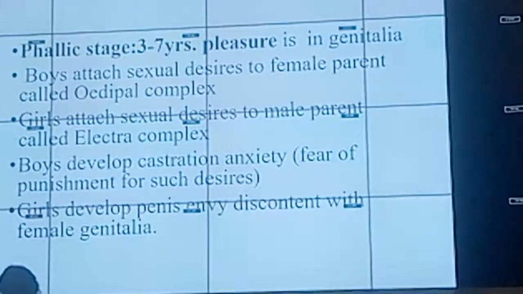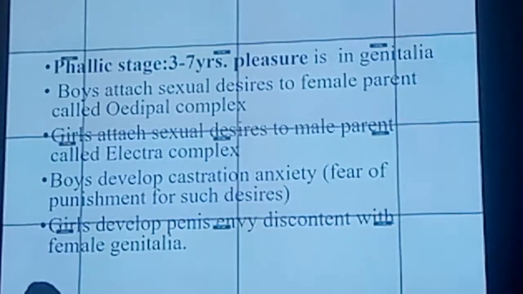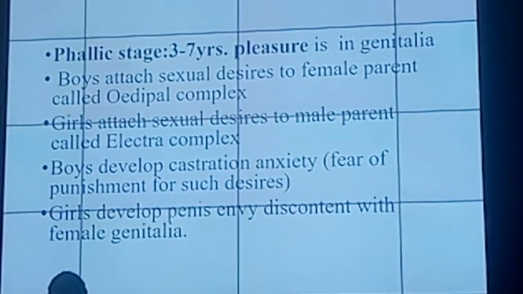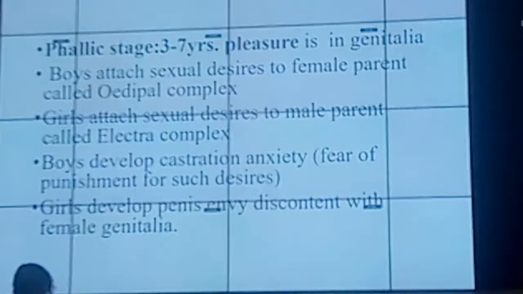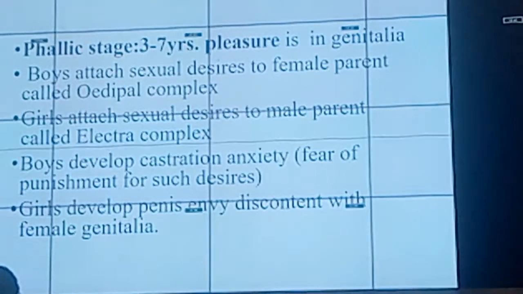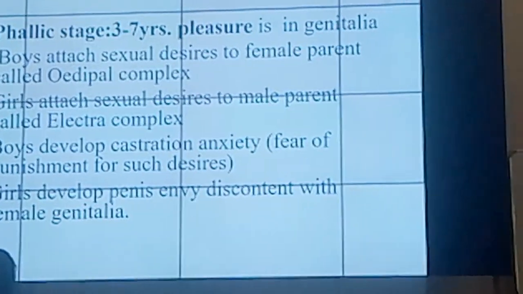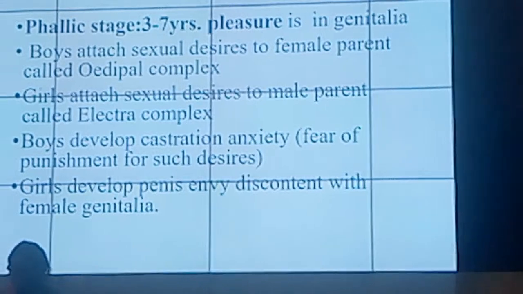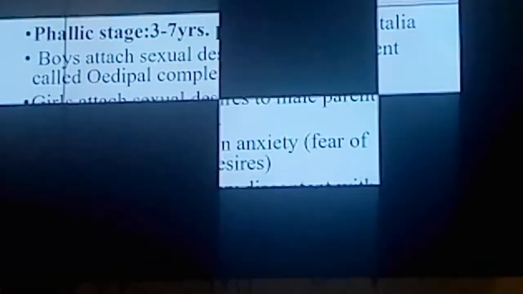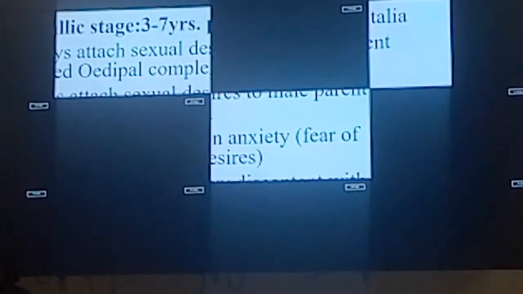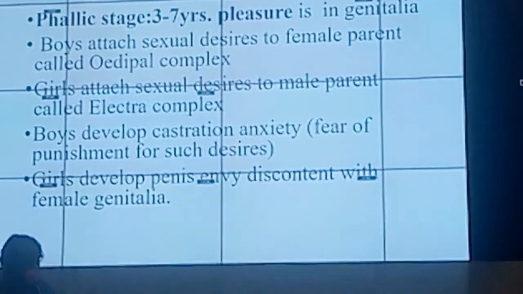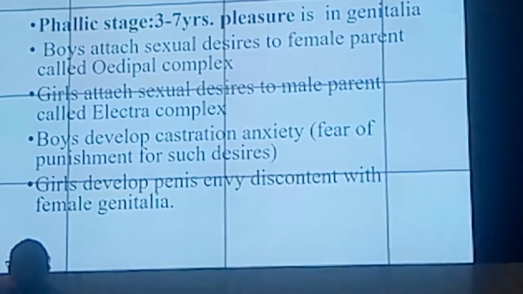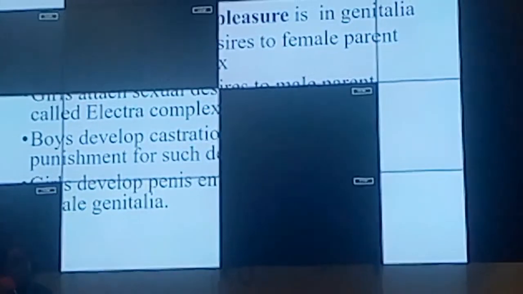The pleasure is in the genitalia. The boys attach sexual desires to the female parent, called what? Oedipus complex. I think you've heard about that. Yeah. So girls attach sexual desires to the male parent, called what? Electra complex. So boys develop castration anxiety and fear of punishment for such desires. We have seen how boys fear their fathers, isn't it? Yeah. Girls develop penis envy, discontent with female genitalia. And in such a way.